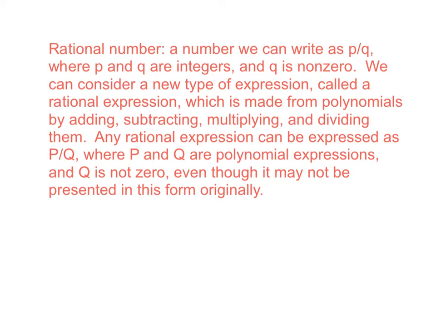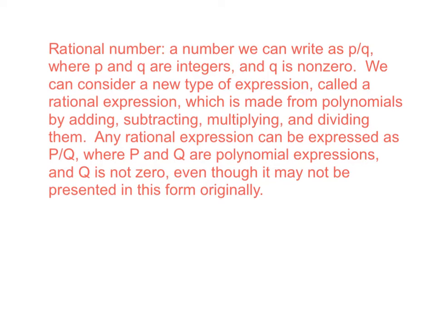Okay, I just want to work through a definition of rational numbers and how they relate to rational expressions. I typed one out to help us go through it. So a rational number is a number we can write as P over Q, where P and Q are integers, and Q is non-zero. Remember, we cannot divide by 0.